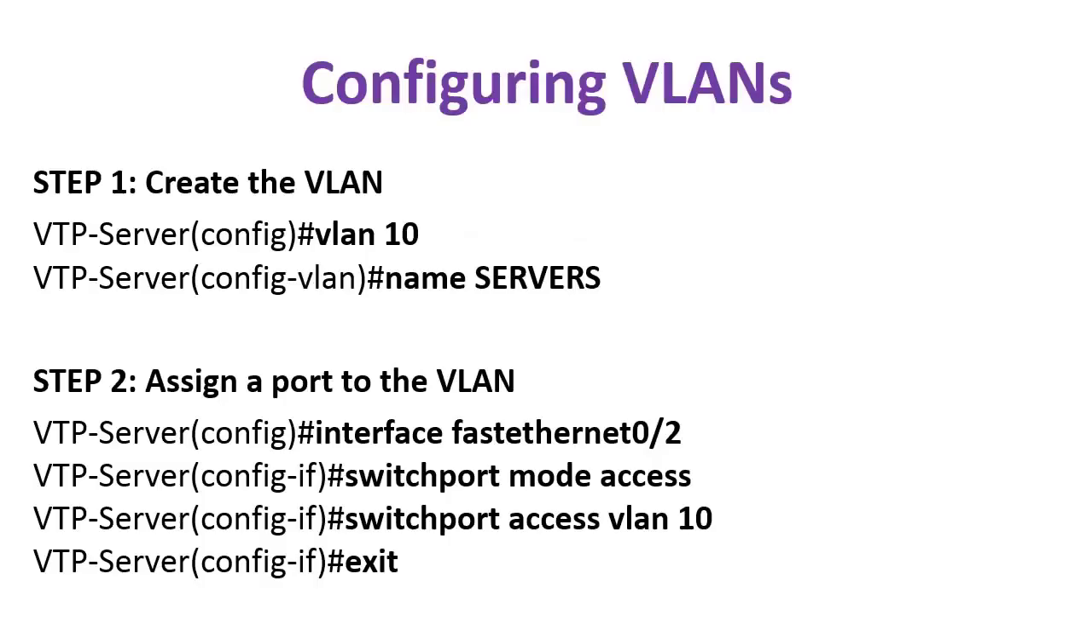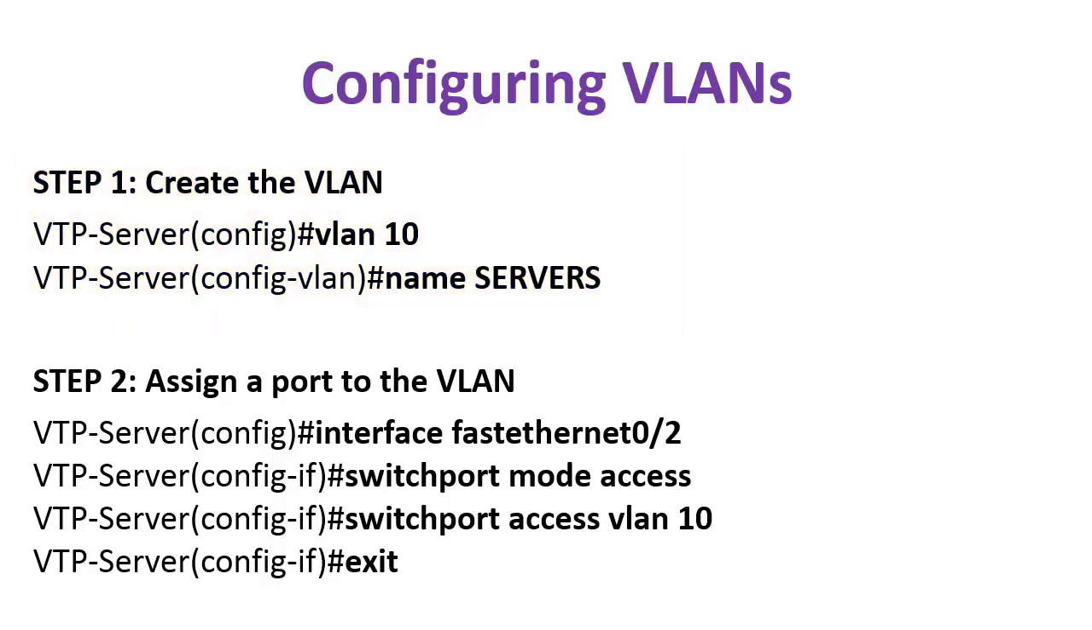Configuring a VLAN is rather straightforward. You simply go into configuration mode and type in VLAN. For the sake of this example, we're assigning it number 10. And then normally you would name the VLAN so anybody logging in would understand what the purpose of the VLAN actually is. The purpose of this VLAN is to host servers. You can name it anything you want, but in this case we'll just say servers.